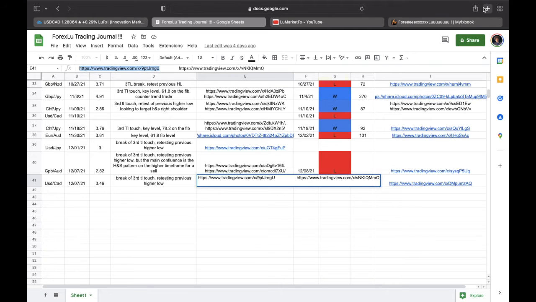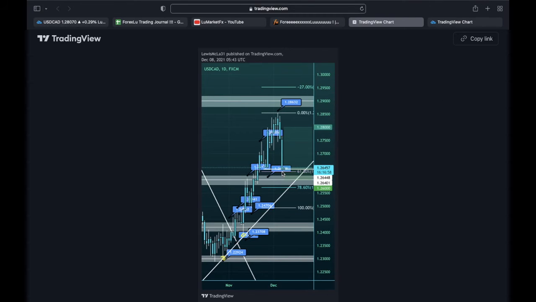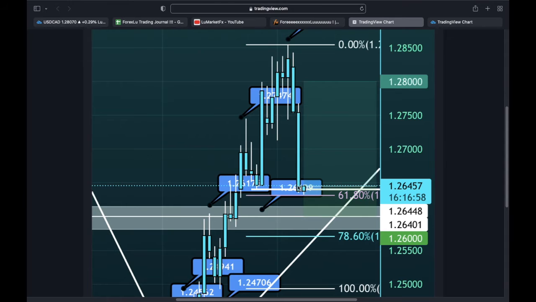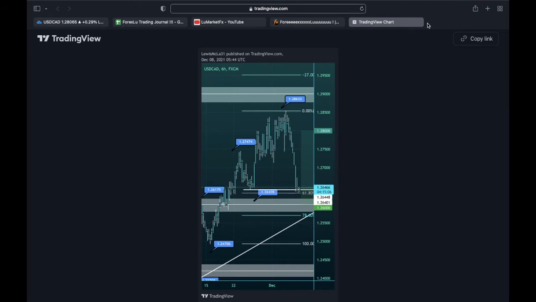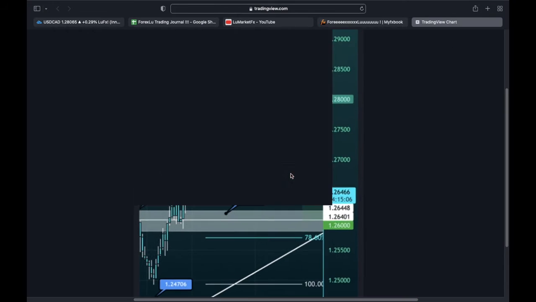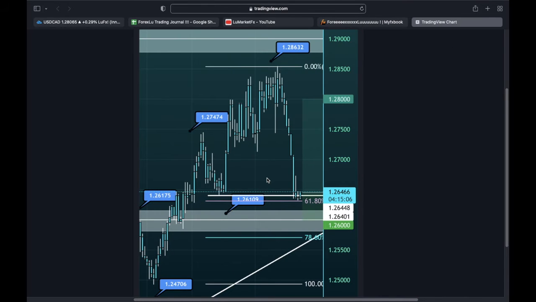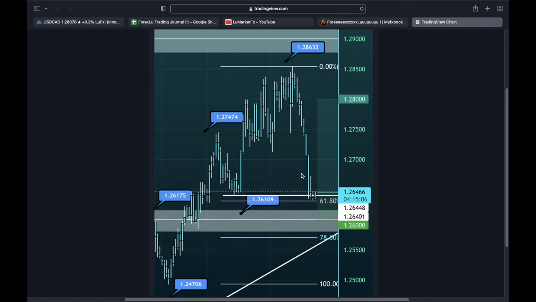So let me just go ahead and copy this. All right, so look, this is what it looks like on a daily time frame when I took the trade. Price was right around here, and on a daily it was just coming up. On the lower time frame, which was the 6 hour, because I wasn't on my computer, I was on my phone, that's why it's a little picture like this. Anyways, this is where I took the trade.